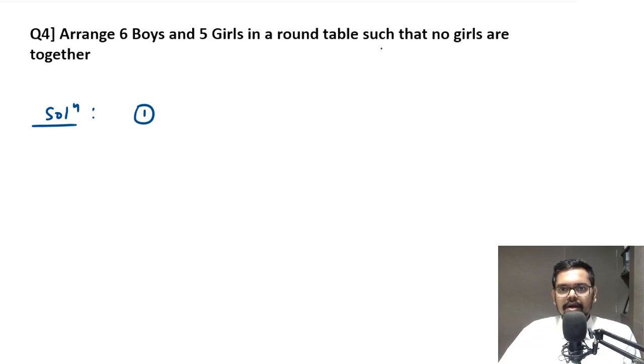Like 6 boys and 5 girls in a round table such that no girls come together. No girls come together means boys should be seated first. So when boys sit in the linear arrangement style, we know it very well, then no boy should be there, right? Dash means these are the positions for the girls. So B dash, B dash, B dash. How many boys are there? 6. So 5 is done and this is 6, right?